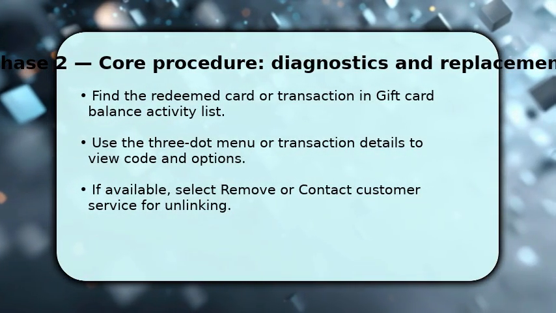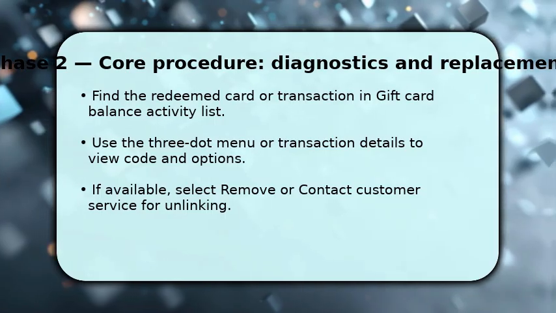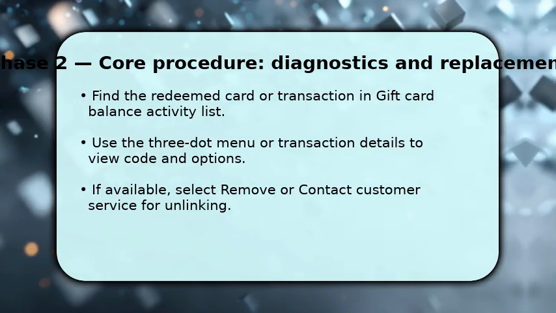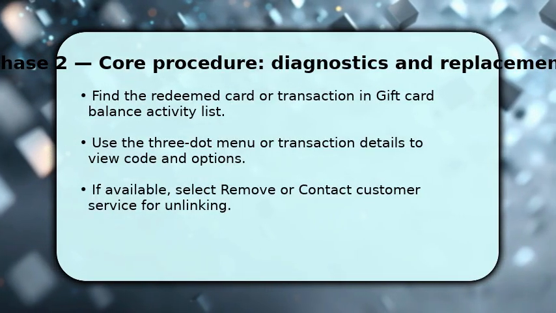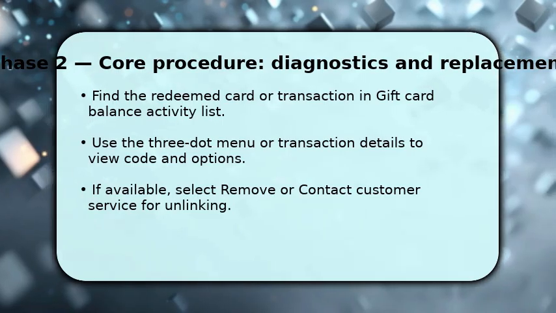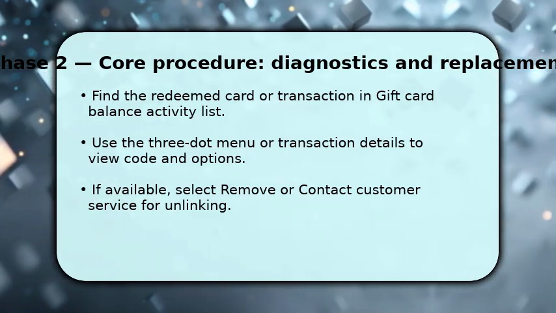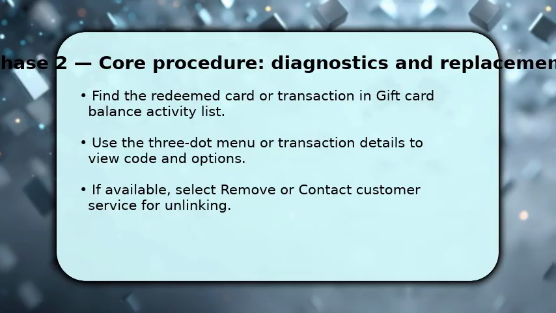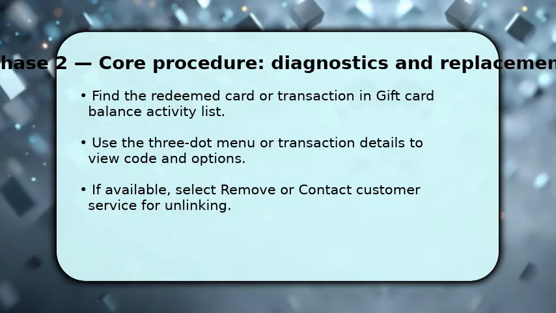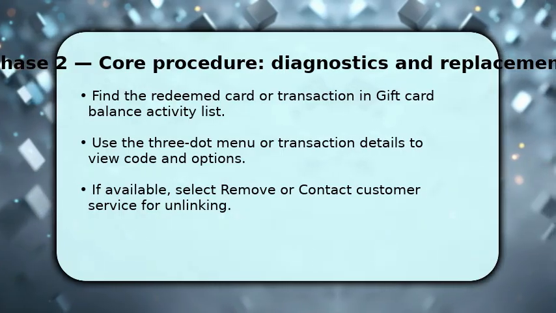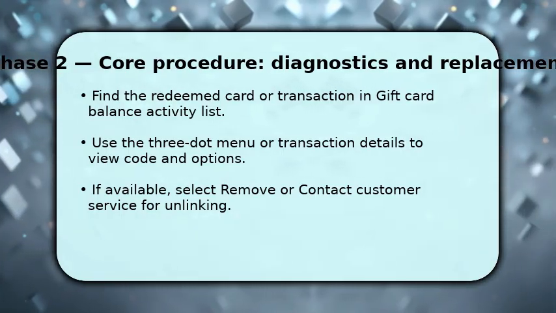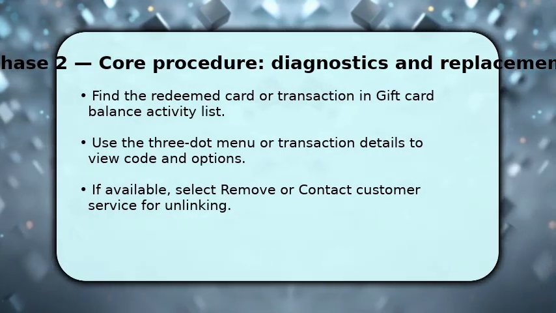You need to confirm whether the card was applied as a balance or tied to a specific purchase. If Amazon shows a remove or unlink option, tap that and follow the prompts. If no remove option appears, choose the contact support link inside the transaction detail. Use the in-app chat or phone request so an agent can review account history and unlink the code if policy allows. Keep your order ID and code info ready when you contact them.